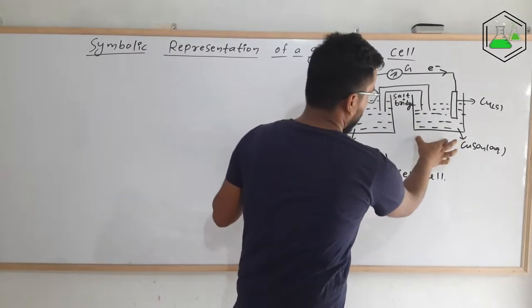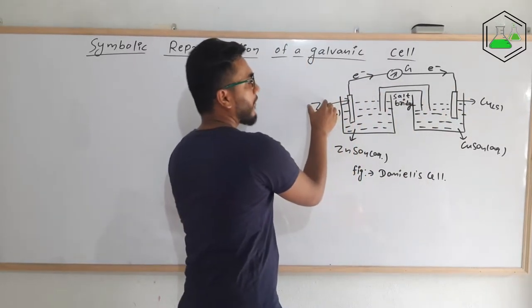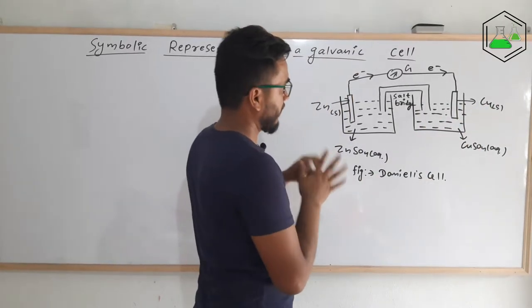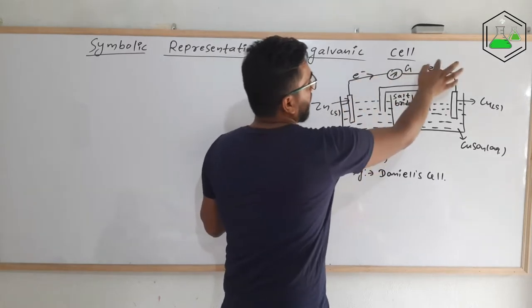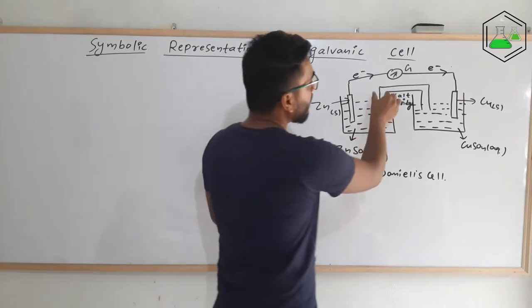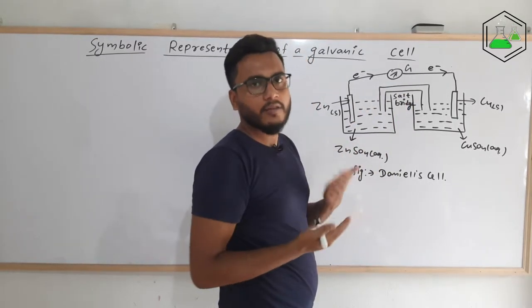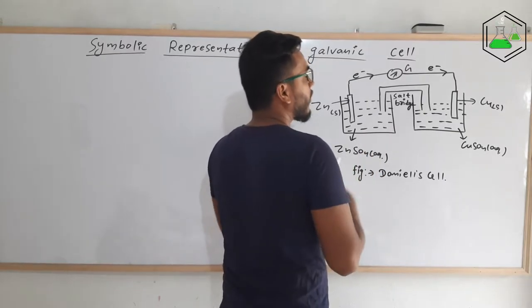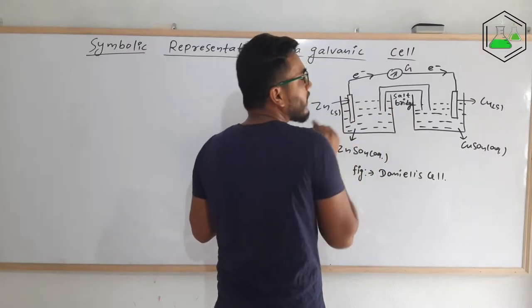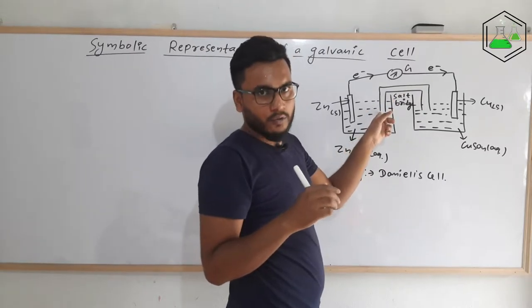Here, there are two beakers in which two electrodes are kept, right? This is made up of zinc. This is made up of copper. They are solid, they are metals, right? They are connected by an insulated wire through an external circuit. And this is the salt bridge in which some salt like potassium nitrate or potassium chloride, potassium sulfate or ammonium nitrate is kept along with gelatin. This salt bridge allows only the ions to pass through it. The salt will not react with the ions, okay?